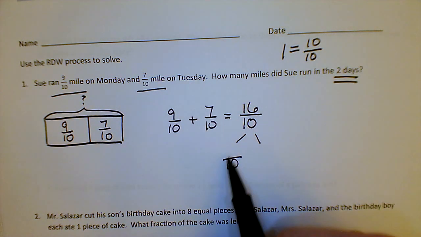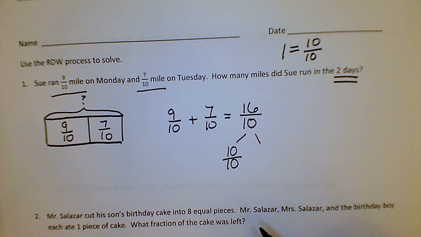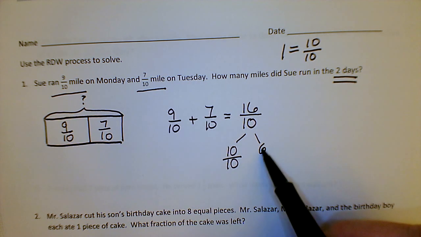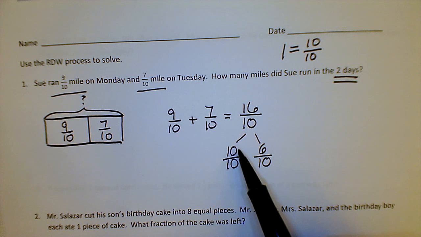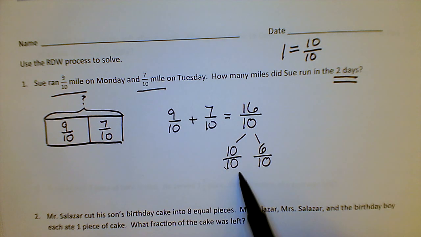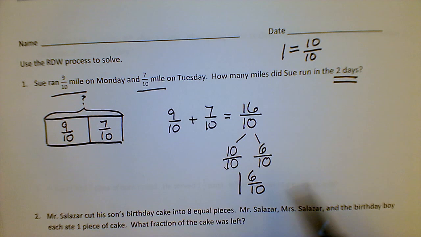So I'm going to do the same thing down here. I want to pull out one whole, which would be 10/10. And then if I had 16 here and I put 10 over here, that means that I have 6 of those pieces over here, and the pieces are all tenths. So now I can turn this 10/10 just into 1. And this is going to stay 6/10 because 10/10 is equal to 1.